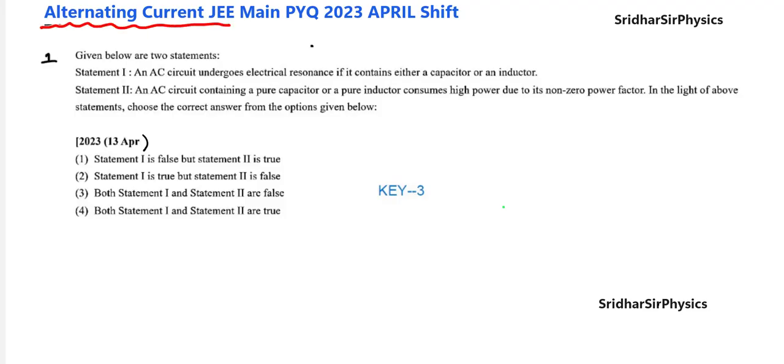Alternating current is a very small chapter where every year one question comes, and that is simple formula based. I request every student, there are some 6 or 7 formulas, and effectively it will take just 1 hour to revise this chapter. Please do revise. Listen first to all the theory, understand all the concepts.